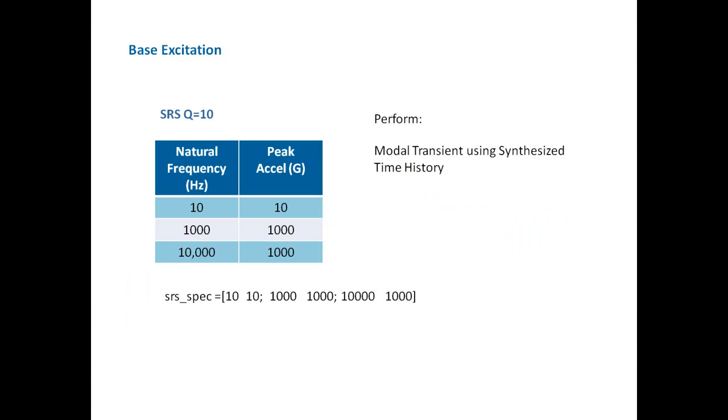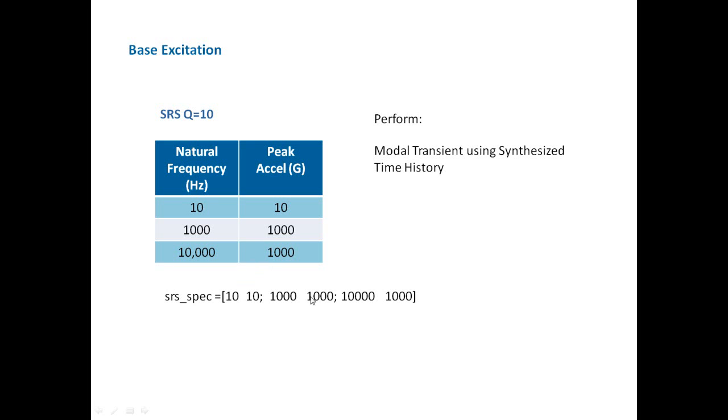And this is SRS Q is equal to 10. And we have 10 hertz, 1,000, and 10,000 hertz with corresponding peak accelerations, 10, 1,000, and 1,000 G. This ramp here has a 6 dB per octave slope, so it's a constant velocity ramp. And then I show the breakpoint.